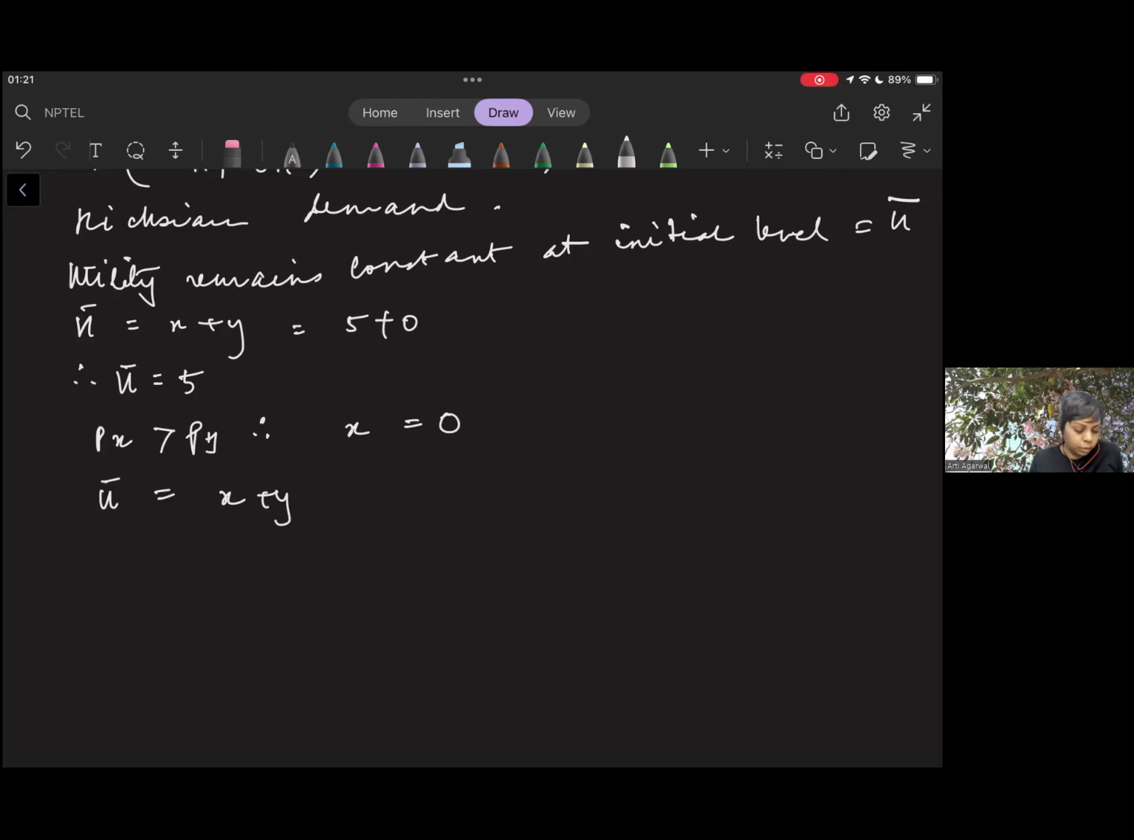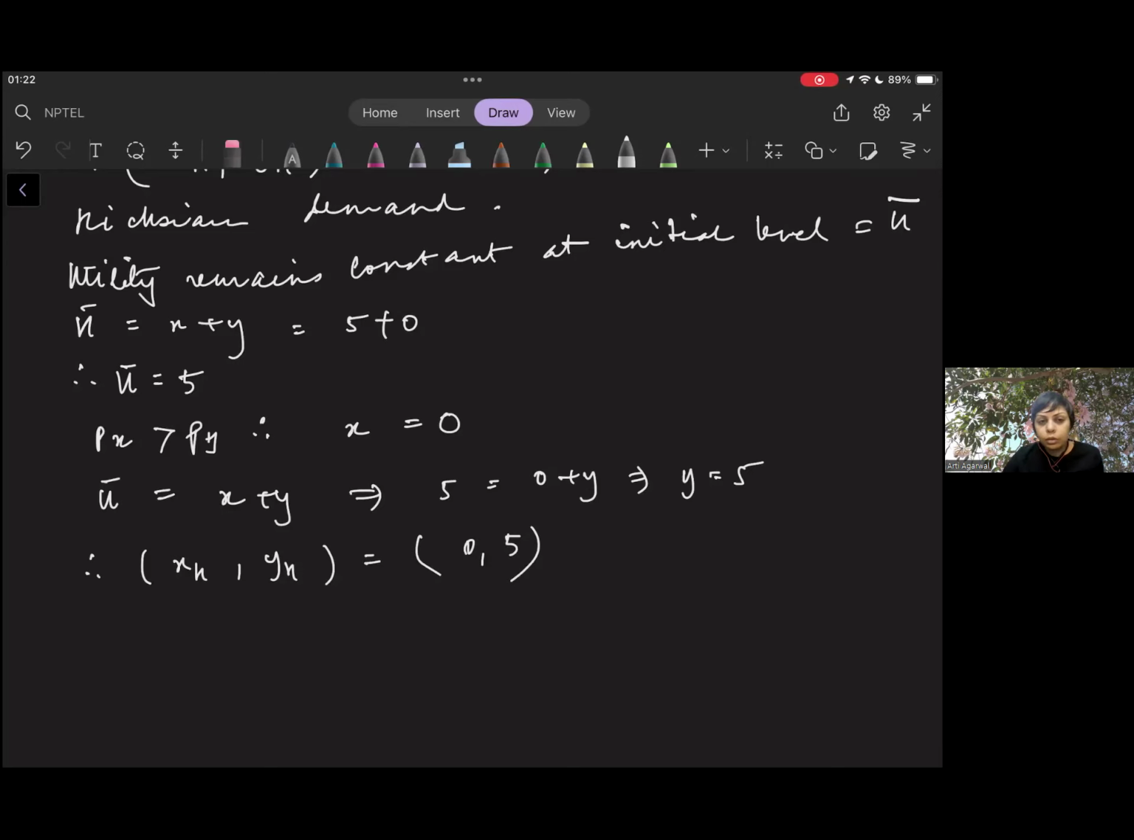Therefore now if we plug the value of x and u bar into this equation, we get 5 is equal to 0 plus y, therefore y is equal to 5. So you can write (x^H, y^H), with H as a subscript, is equal to (0, 5). So that is your answer. That is what the question asks. This is where the question ends. Actually, the question doesn't ask anything more than this.